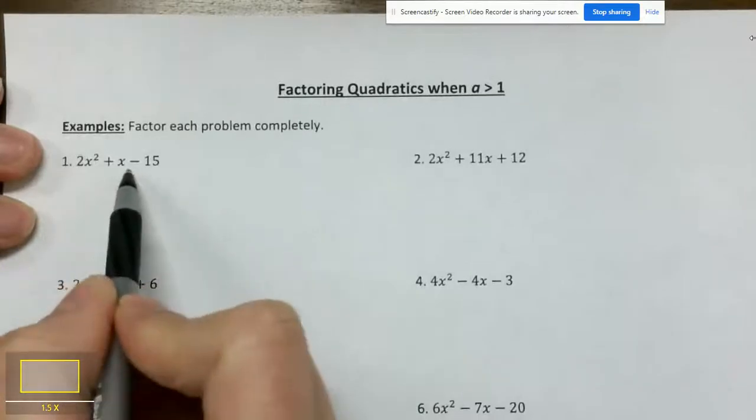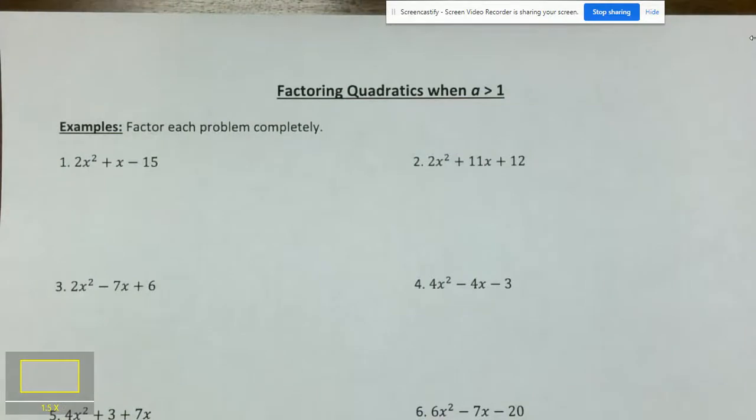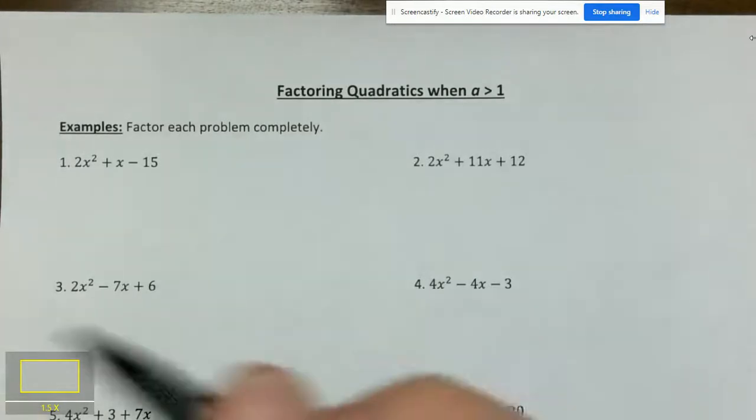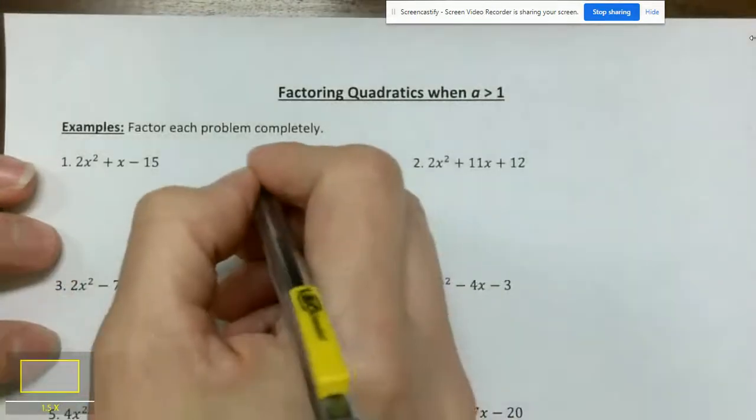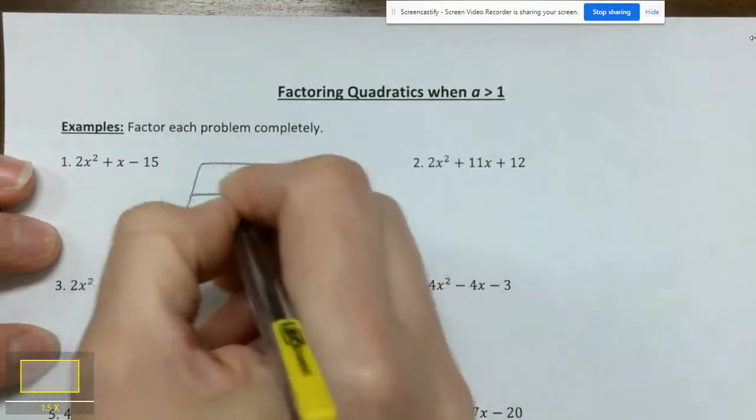So we've got 2x squared plus x minus 15. So we're going to draw that box. But this time I'm going to actually use a pencil, and you will see why I'm using a pencil. So you're going to see that this is going to require some thinking on your part, okay? Because it's going to require some thinking on my part too.